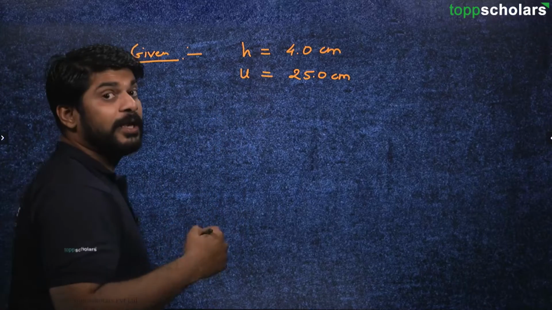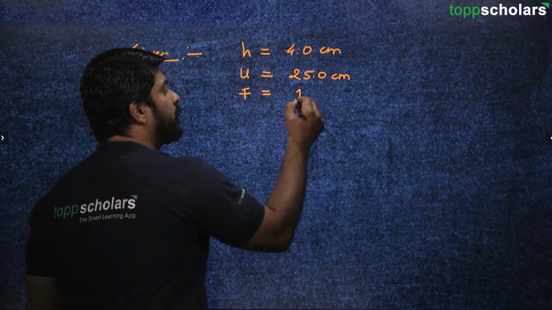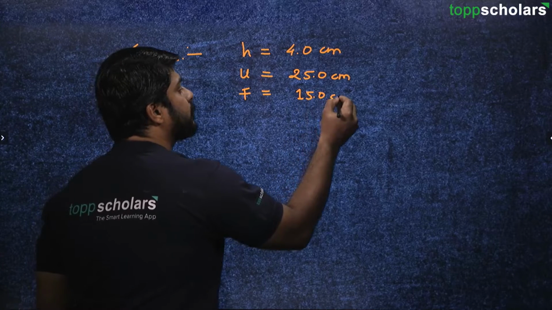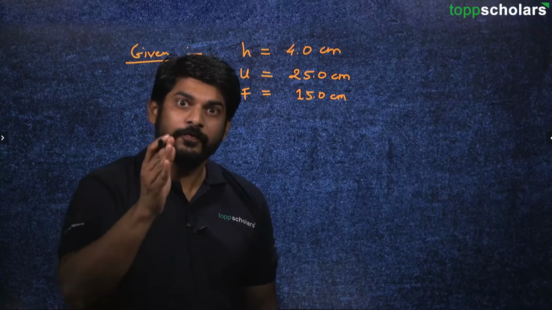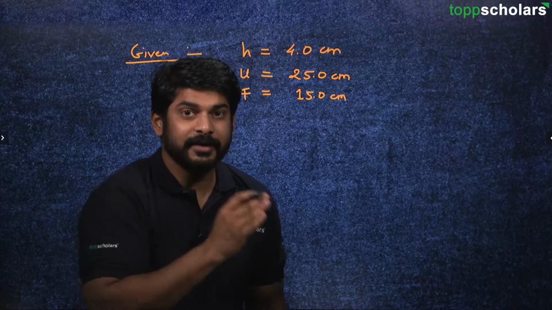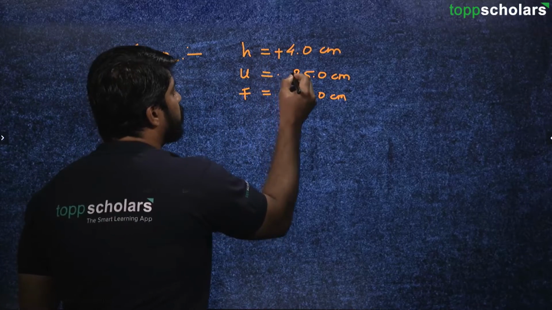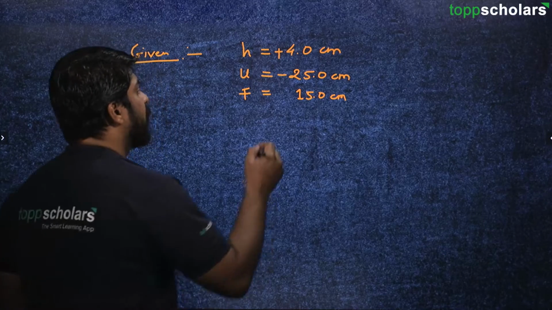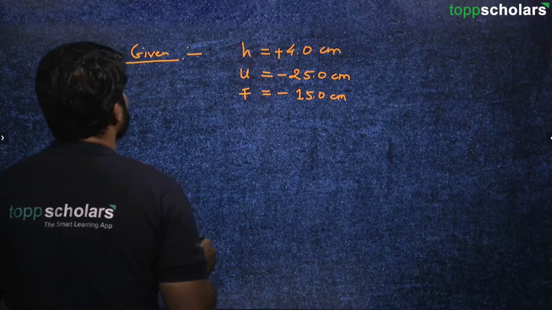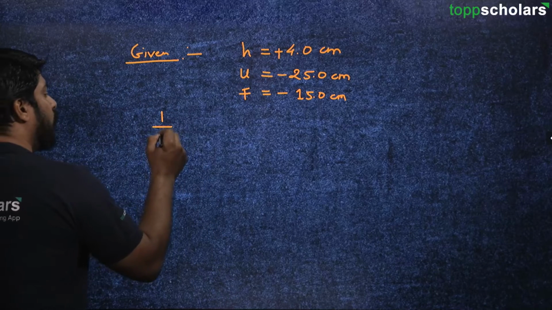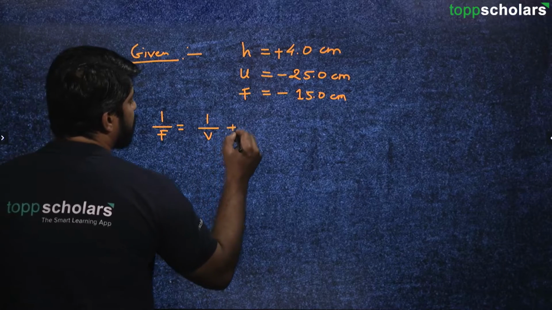Similarly, the focal length is given, and the focal length here is 15 centimeters. But it's a concave mirror, and for a concave mirror, if we apply the Cartesian sign convention, then the object distance would become negative and the focal length will also become negative. Now let's use the mirror formula, that is 1 upon f is equal to 1 upon v plus 1 upon u.